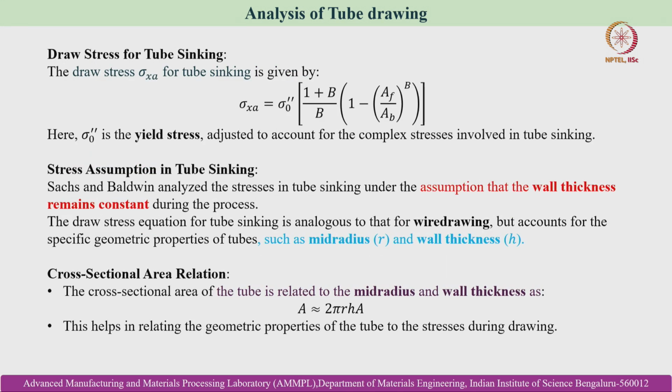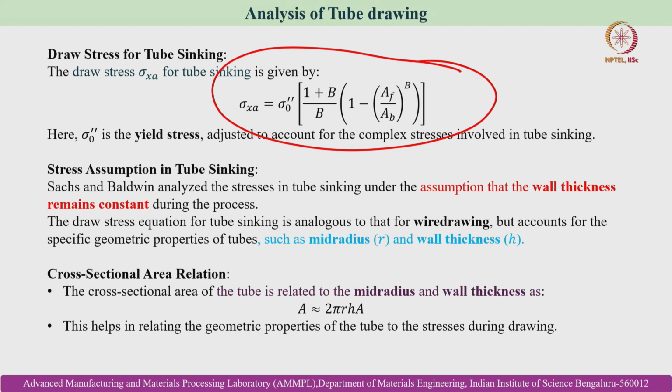In case of tube sinking, there is a slight variation in the draw stress, which takes the form sigma xa equal to sigma 0 double prime into (1 plus B) by B into (1 minus (a by a b) to the power B). Here sigma 0 double prime is the yield stress adjusted to account for the complex stresses evolved during tube sinking. So, stress assumptions in tube sinking: the draw stress equation for tube sinking is analogous to that for wire drawing, but accounts for the specific geometric properties of the tube such as mid radius and also the wall thickness h.